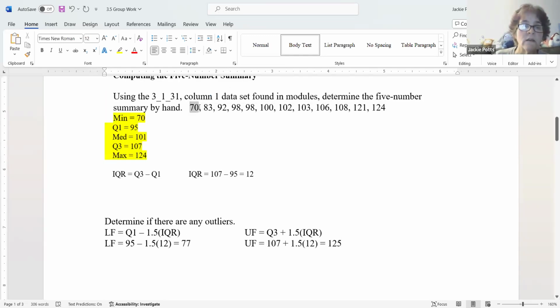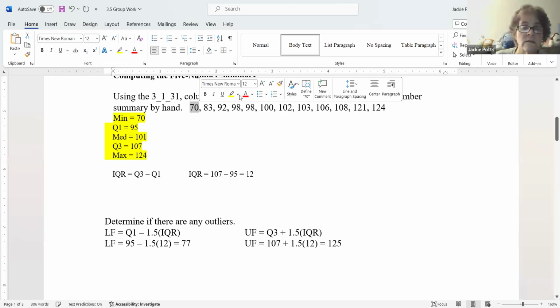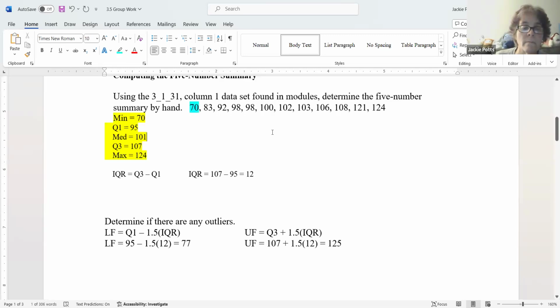So I'm going to look, is there any numbers smaller than the lower fence? And the answer is yes. 70. So we have an outlier. We have a 70. Now, do we have a number bigger than 125? The answer is no. So we only have one outlier. Now, with that being said, my new min is actually 83. And you'll see why here in just a minute.